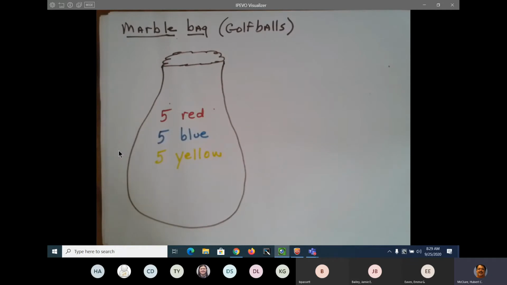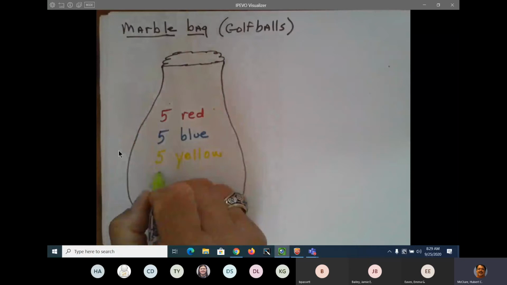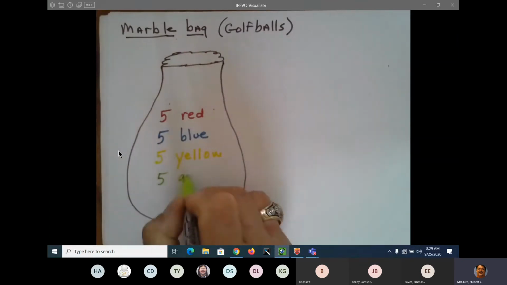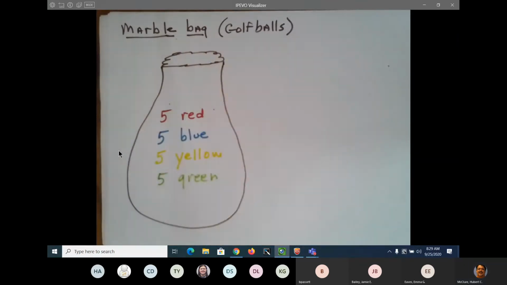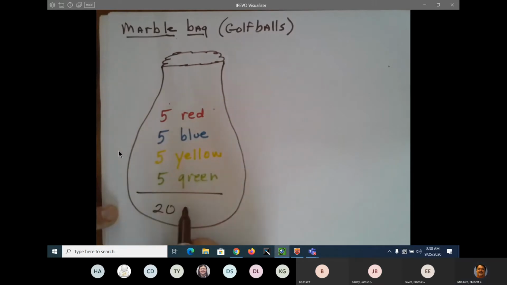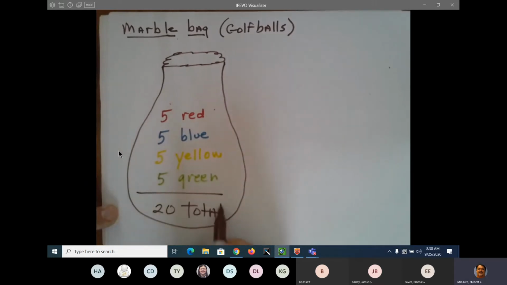I'd better write in this color because it's 5 green marbles. Okay, now, of course, the test question or the homework question may have golf balls: 5 red golf balls, 5 blue golf balls, 5 yellow golf balls, 5 green golf balls. Now, the first thing you have to have, just like in the additive law, is a denominator. So 20 is your denominator.